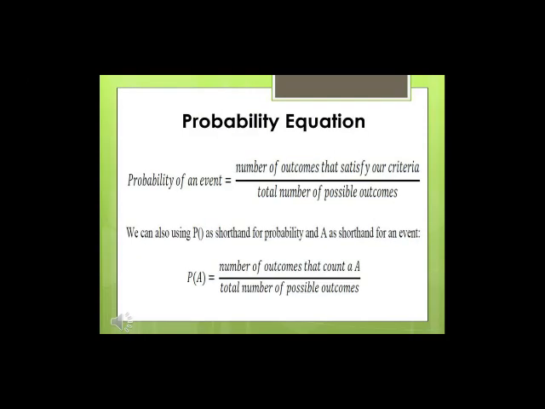In mathematical form or equation, the probability of an event is equal to the number of outcomes that satisfy a criterion, divided by the total number of possible outcomes.